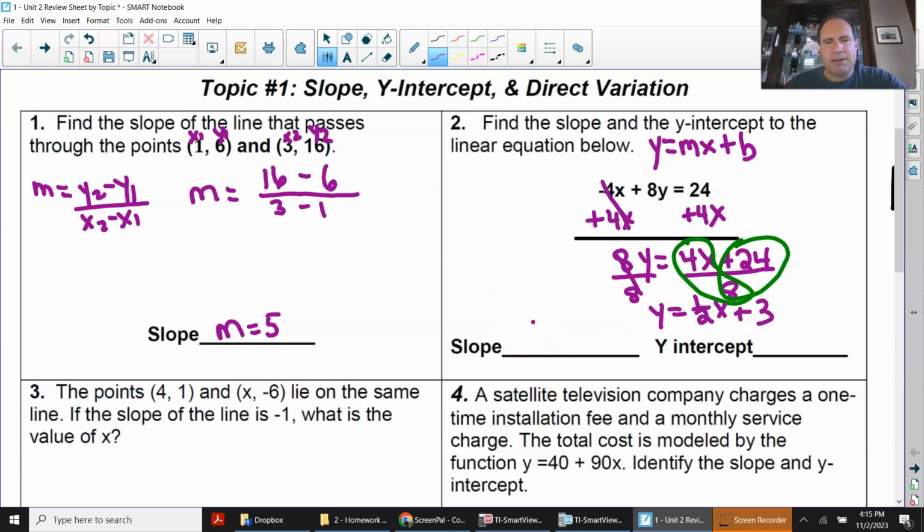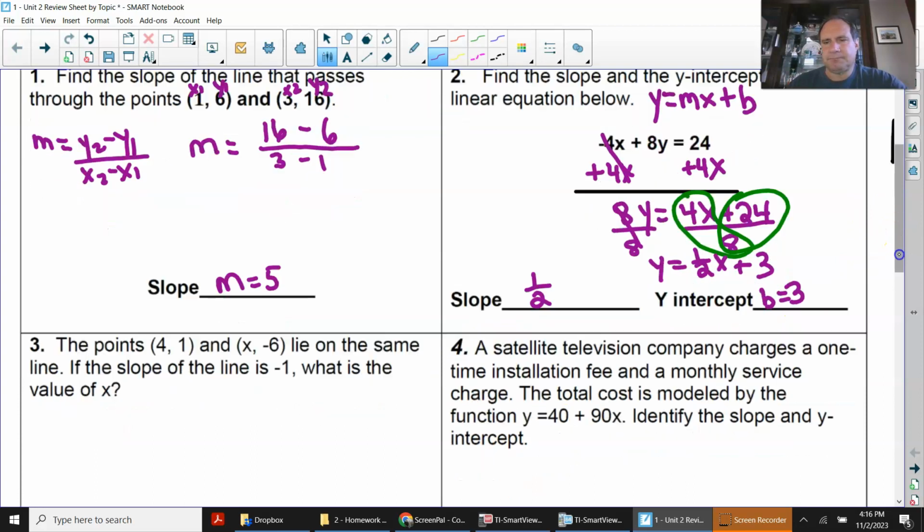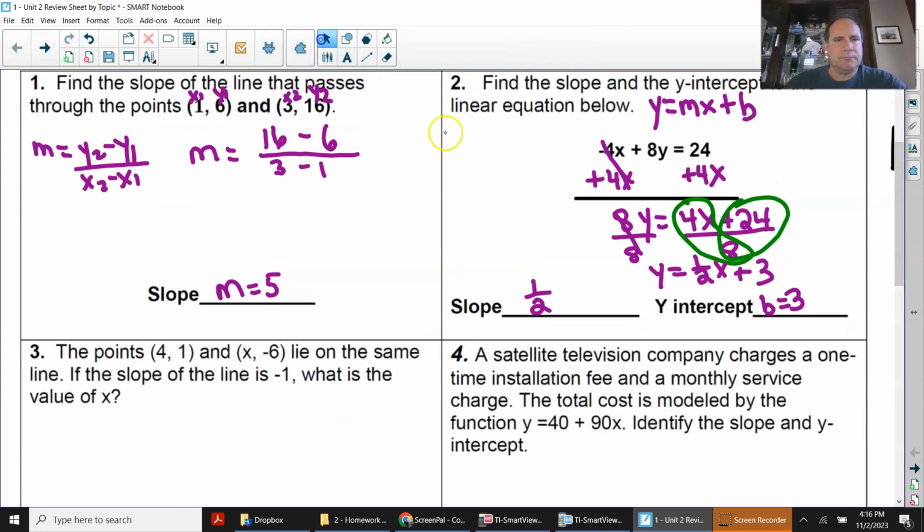The slope is the number before x, so that's a half. And the y-intercept is b. b is 3, so if you put b equals 3, that's fine. m equals a half. And let me move this over and just make sure that you understand that m is the slope.